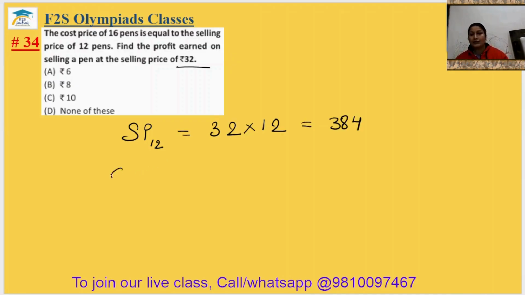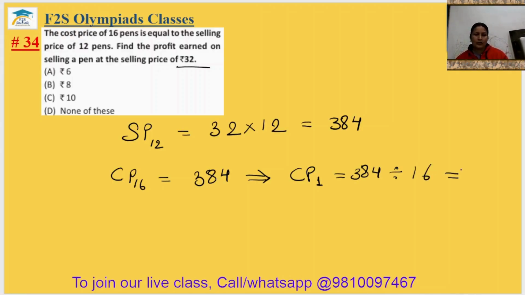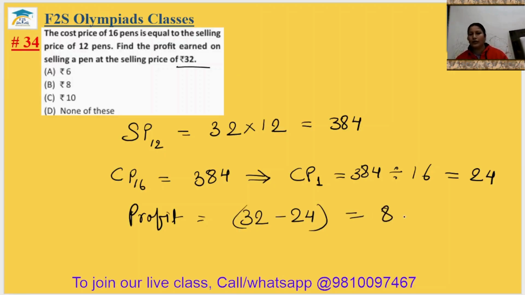And we know that it is the cost price of 16 pens. So 384, we can just find the cost price of 1 pen. So 384 divided by 16, we will get 24 rupees. Profit will be equal to selling price, that is 32, minus cost price, that is 24, which is equal to 8. 8 rupees is the profit. Option B. 34th answer will be option B.